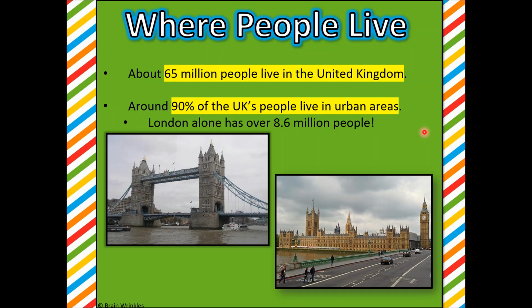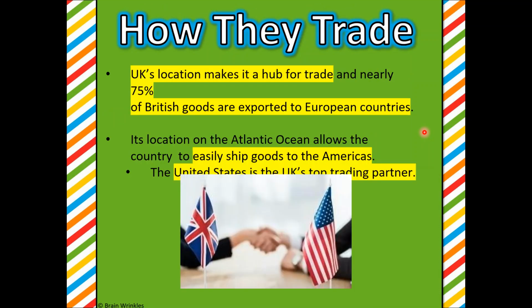And the United Kingdom, it's exactly the same way. 90% of the people want to live in urban areas, and they do live in urban areas. London alone has over 8.6 million people. How do they trade? We've been talking about it. The United Kingdom is an island, which makes it easy for trade. Now, 75% of British goods go to European countries because they're the nearest. But when it comes to their top trading partner, the United States and the United Kingdom are each other's top trading partner as well.